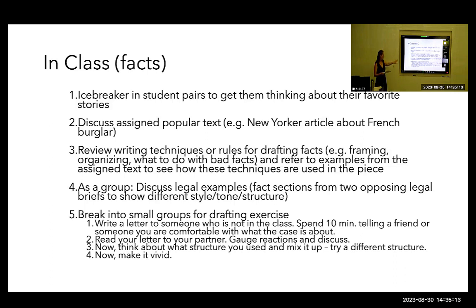So we talk about the legal examples. I also think about things like headings. How can headings be effective to kind of draw in the reader, highlight certain things or downplay other things? Then I ask them to go in small groups and say, now that we've seen a lot of different examples, I ask them to write a letter to somebody who's not in the class, and I give them about 10 minutes and say, you're writing a letter to a friend that you feel very comfortable with, and you're just describing what this case is about. Not an elevator pitch, but something more, like describe the story, write a half a page or something like that.